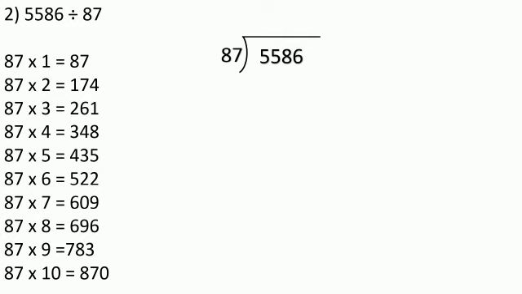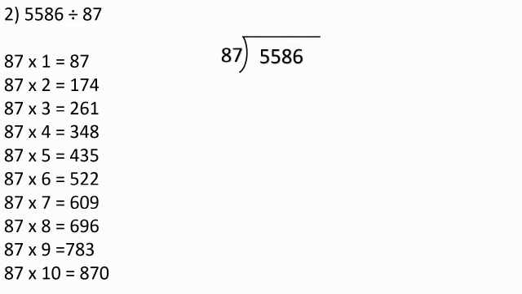Now students, the next step is that we will start doing the division. So the dividend is 5586. The first place, that is thousands place, is 5. So 5 is less than 87. So you can't take it. So let us take the second number. So second number is 55. Now students, you can see again 55 is less than 87.